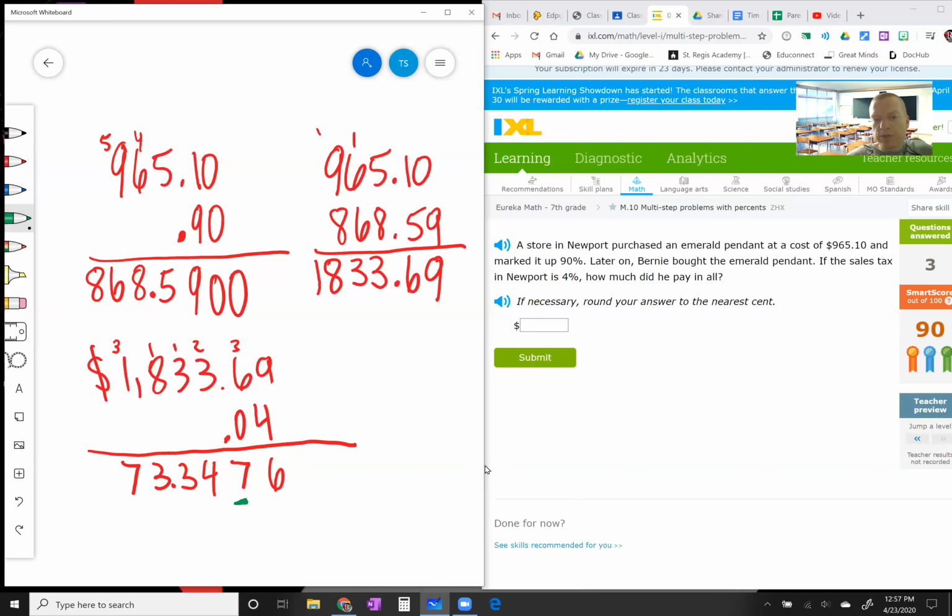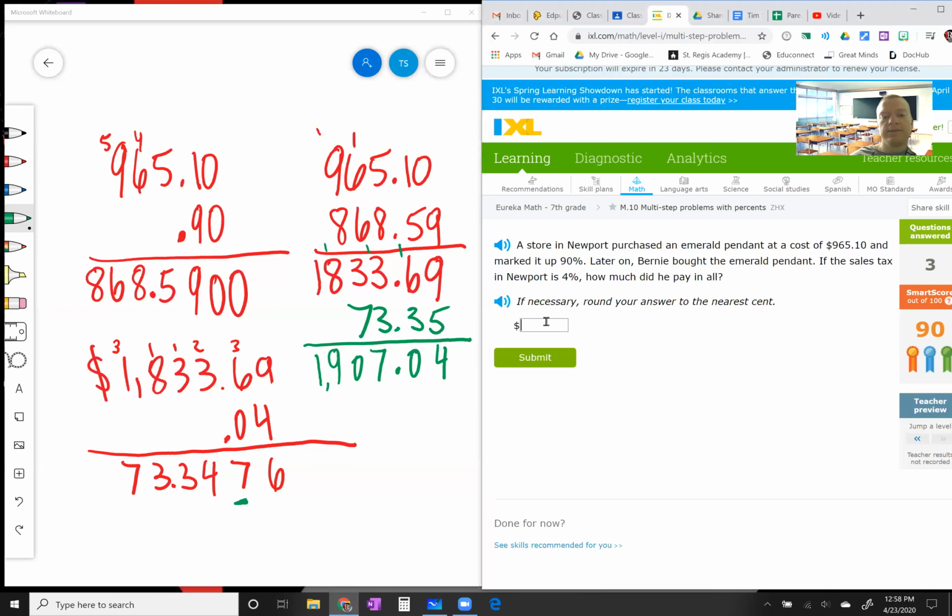All right. So this was the price, $1,833.69. Now you got to add on the sales tax, $73.35. And this will tell you the total that Bernie paid. So 9 plus 5 is 14. 6 and 3 is 9. Add 1 is 10. Decimal. 3 and 3 is 6. 1 is 7. 3 and 7 is 10. 9. So he paid $1,907.04. Let's see if that is right. It's 1,907.04.